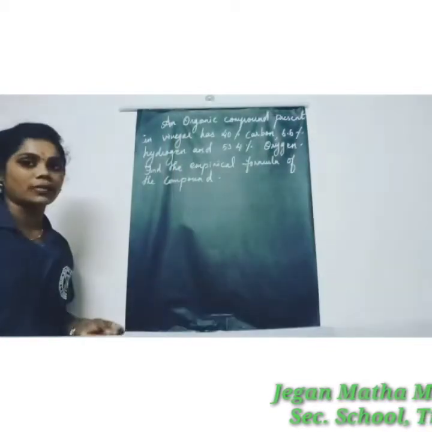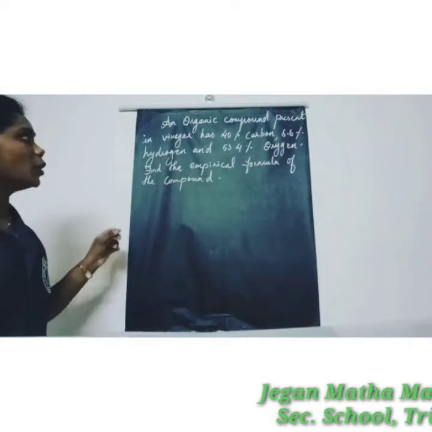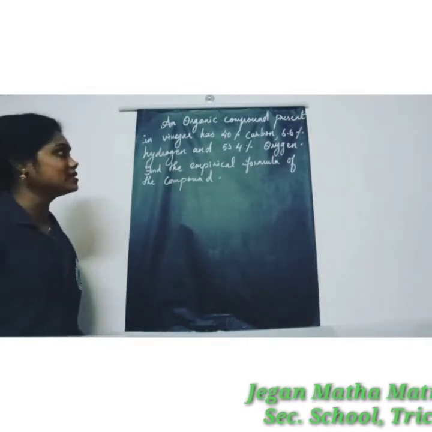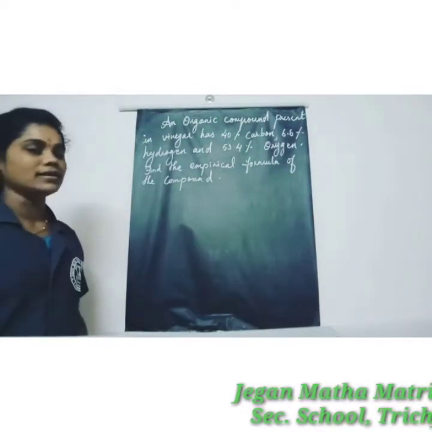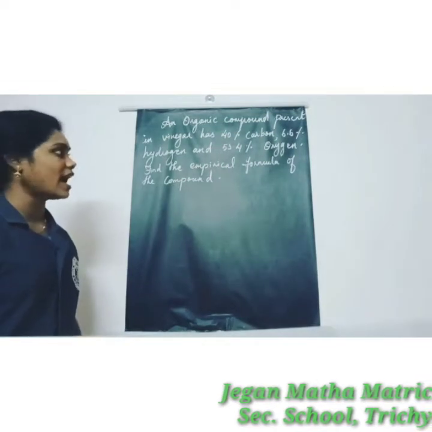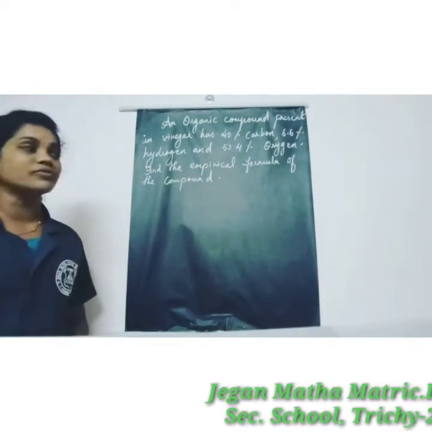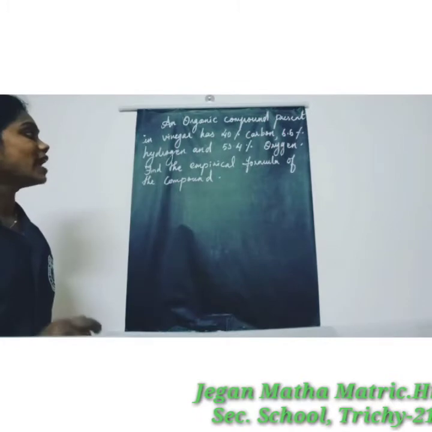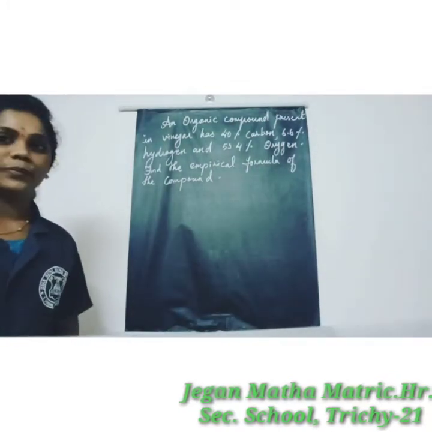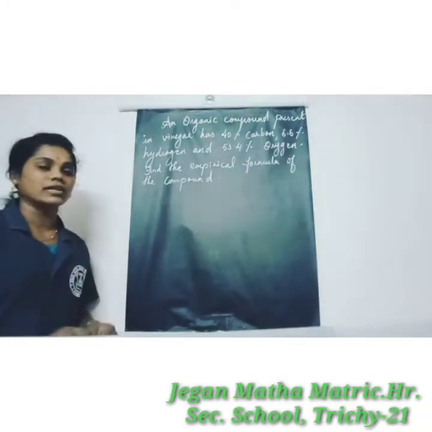Here the first problem is: an organic compound present in vinegar has 40% carbon, 6.6% hydrogen and 53.4% oxygen. Find the empirical formula of the compound. Okay, let us see the solution.